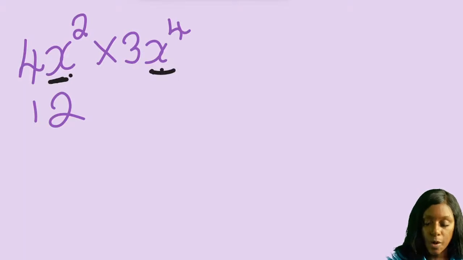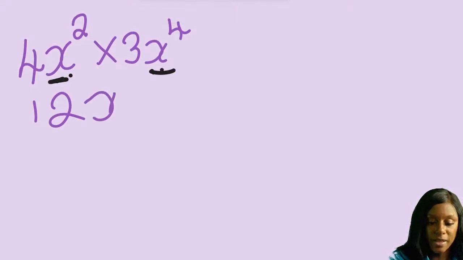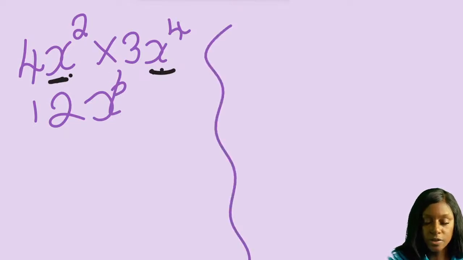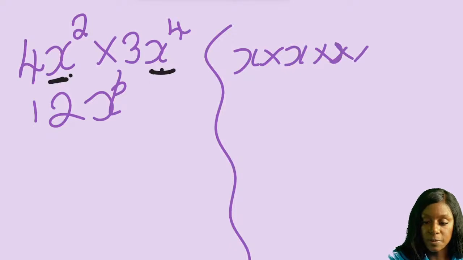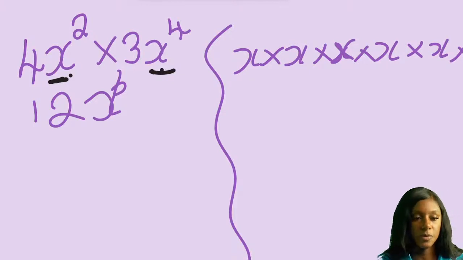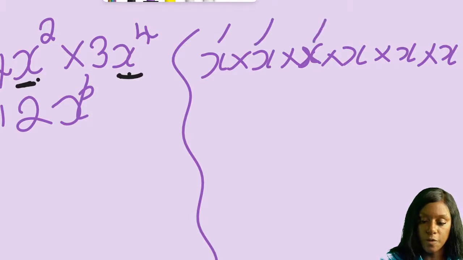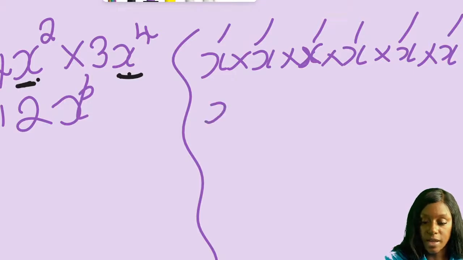So in this case, our indices are 2 and 4. So we simplify this by saying x to the power of 2 plus 4, which is 6. And the reason being, just to break it down further for you all, x to the power of 2 means x times x, multiplied by x to the power of 4, which means x multiplied by itself 4 times. Let me shift this on the side. Now we have 1, 2, 3, 4, 5, 6 x's being multiplied by itself, which means x to the power of 6.